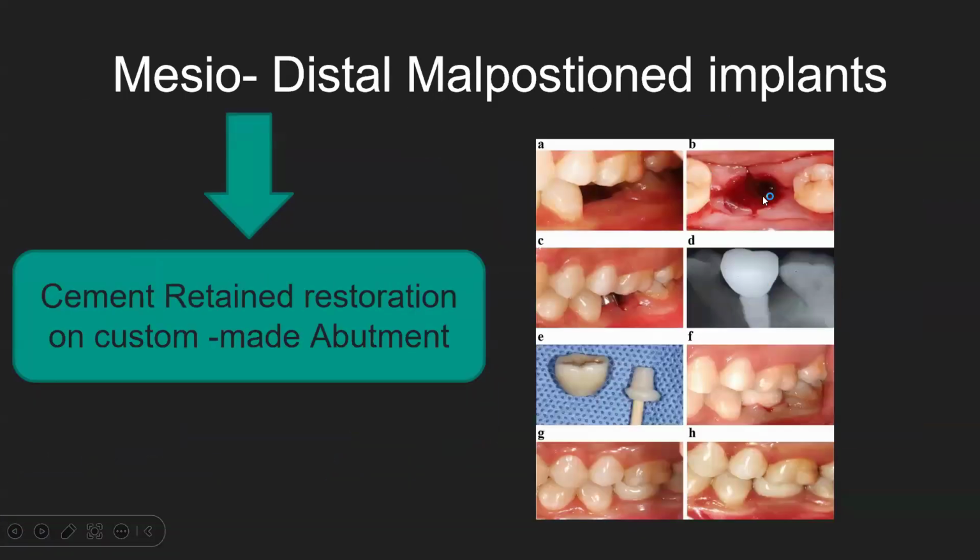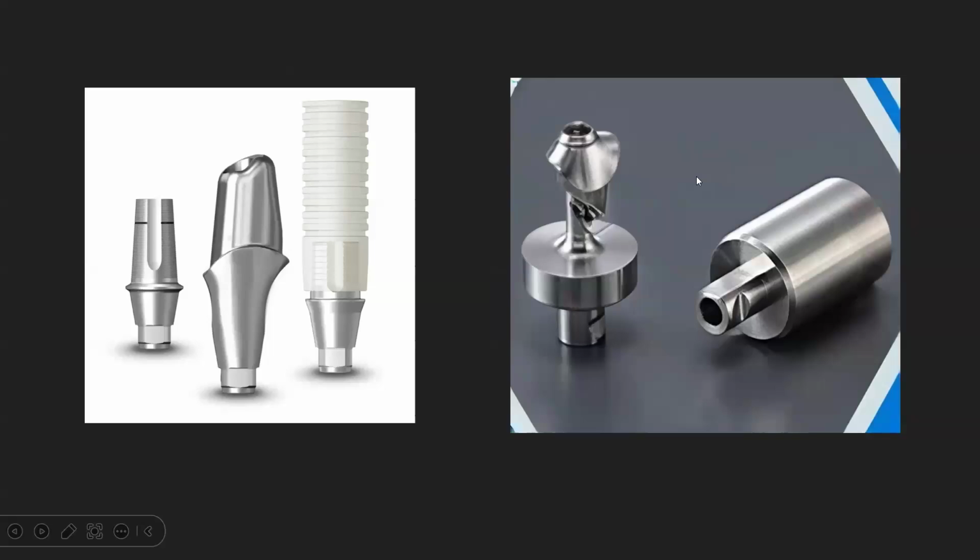Why? Because if you use the stock abutment, you will end up with a pseudo pocket in this area. If you want to make a screw retained restoration, you will have a problem with the path of insertion. So the most sensible thing is to choose the cement retained restoration on a custom abutment. Custom abutments, as I said, were made in the past from the UCLA abutment or a castable abutment. Nowadays, we use the pre-milled abutment.